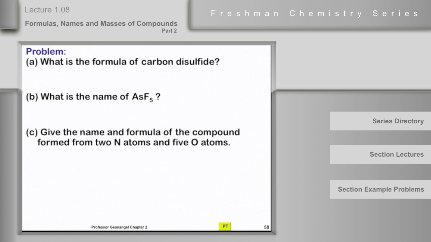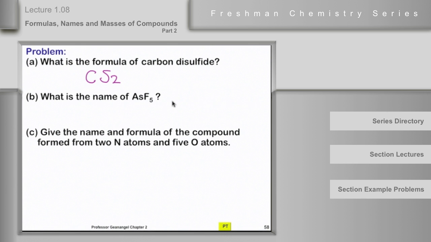Okay, we have 3 problems, 3 questions here. Formula from a name, carbon disulfide. Is that a tough one? No. Pretty easy. Carbon, 2 sulfur, CS2. Carbon disulfide. IDE ending on the second element, and carbon's to the left, so it's named first. Okay.